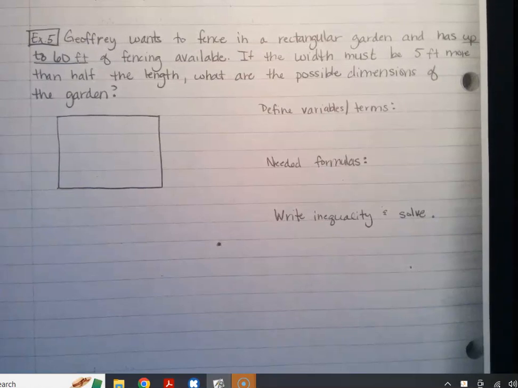Okay, so let's look in here and see what is helpful. I have already underlined the up to 60 feet. Because what does up to mean? Less than or equal to. Up to 60 feet. Good. All right. So if we go back through here, it's a rectangular garden. I drew a rectangle for us. The width must be 5 feet more than half the length.